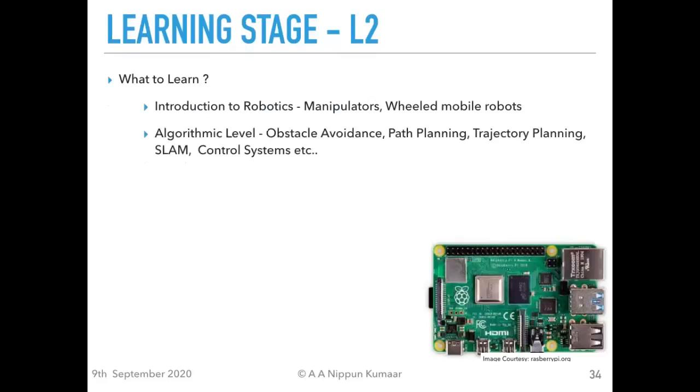Next is where you actually get into the field and start looking at all the different terminology and subfields. At the algorithmic level, for example, what does an obstacle avoidance algorithm do? What does a path planning algorithm do? What is a trajectory planning algorithm? There is something called SLAM. A lot of different terminology, control systems. These terminologies and algorithms you really get into. Depending on what you do, you get into one of those. That's why I've given various kinds of examples. So that's one thing you have to learn, obviously.